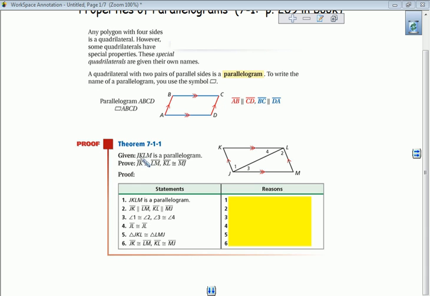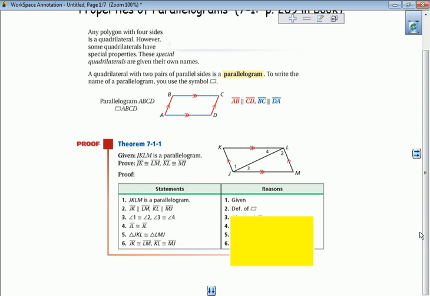It says, given JKLM is a parallelogram, prove that JK is congruent to LM and KL is congruent to MJ. Well, we were given that JKLM is a parallelogram, so that was given. Now, by definition, what does a parallelogram have to have? Parallel sides. So if we look at step 2, that's what it's saying. So our reason for step 2 would be definition of a parallelogram.